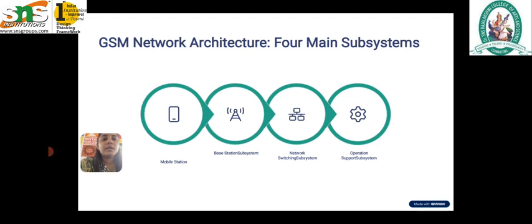So GSM network architecture follows four major subsystems. The first one is the mobile station, the second one is the base station subsystem, the third one is the network switching subsystem, and the fourth one is the operation support subsystem.